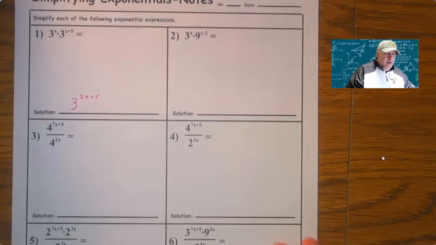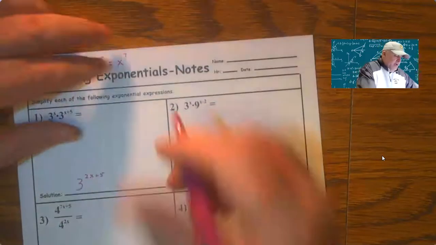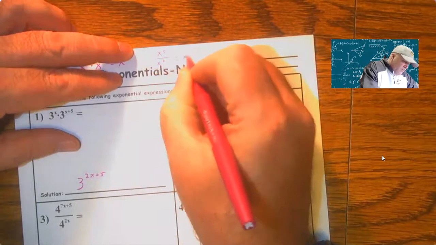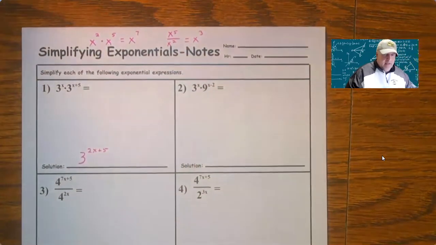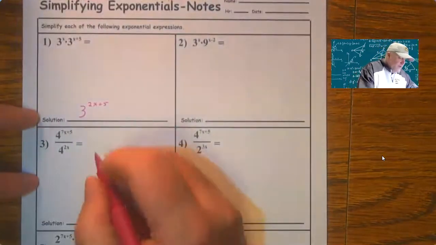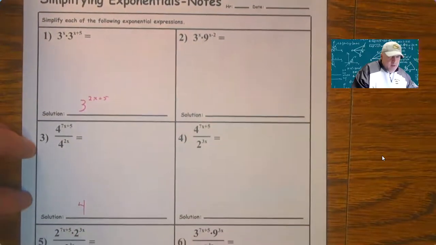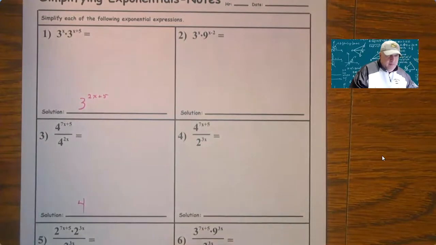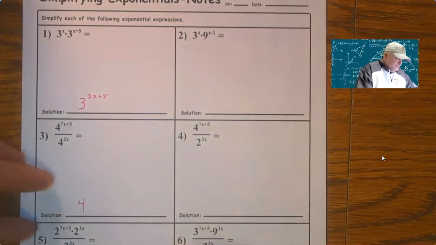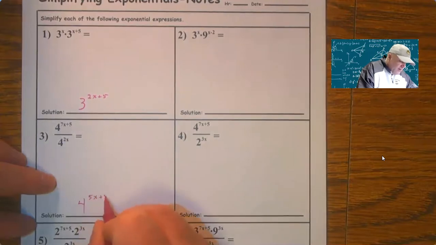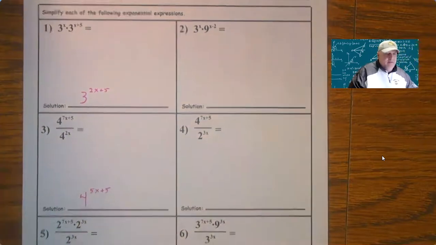Number 3, if you have like bases and you're dividing, so if I said x to the 5th over x squared, you would subtract exponents. That's exactly what we're going to do here. We're going to subtract these. And so what it amounts to is 7x plus 5 minus 2x, and that would be 4 to the 5x plus 5 power. Pretty easy stuff in the end.